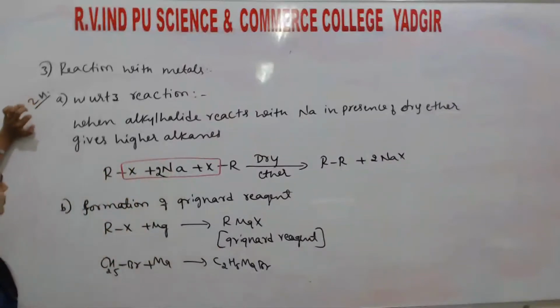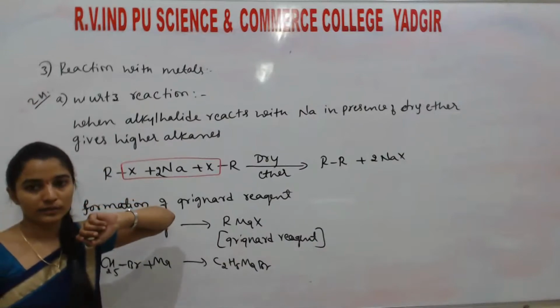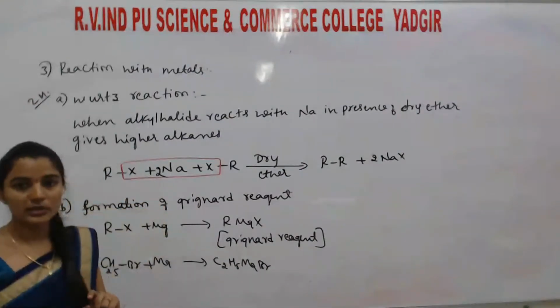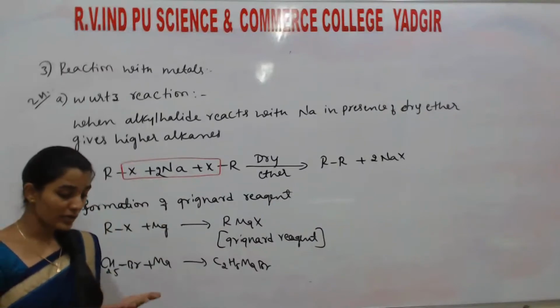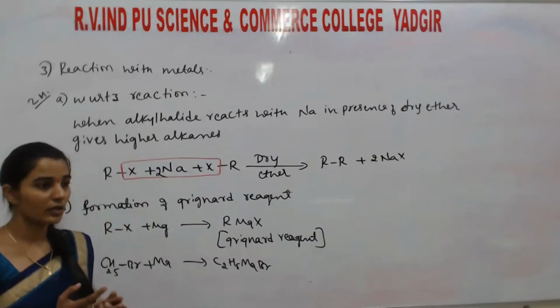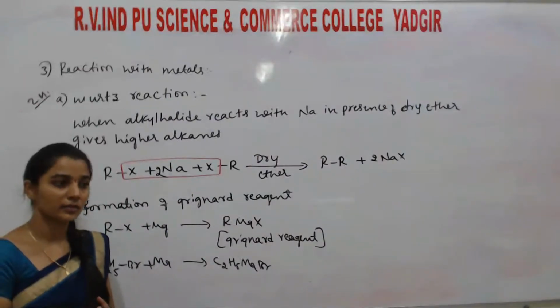The Wurtz reaction is very important for 2 marks, as it is a named reaction. Okay, so this completes preparation of haloalkanes. In tomorrow's class, I will explain the isomerism, the SN1 and SN2 mechanism, and preparation and properties of haloarenes. Okay, thank you.